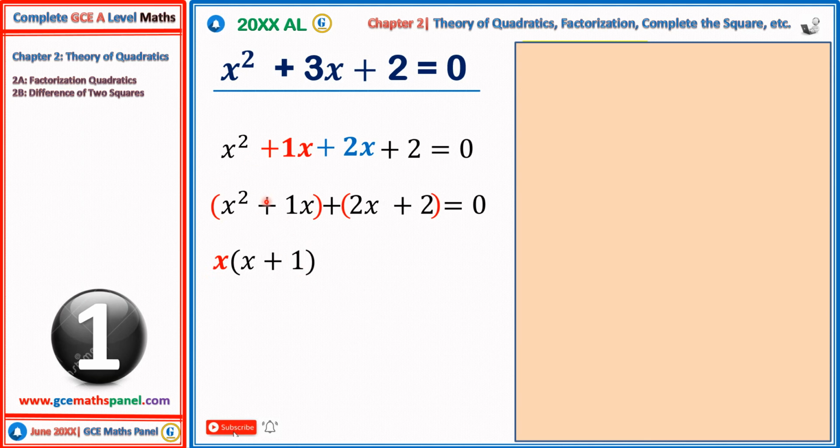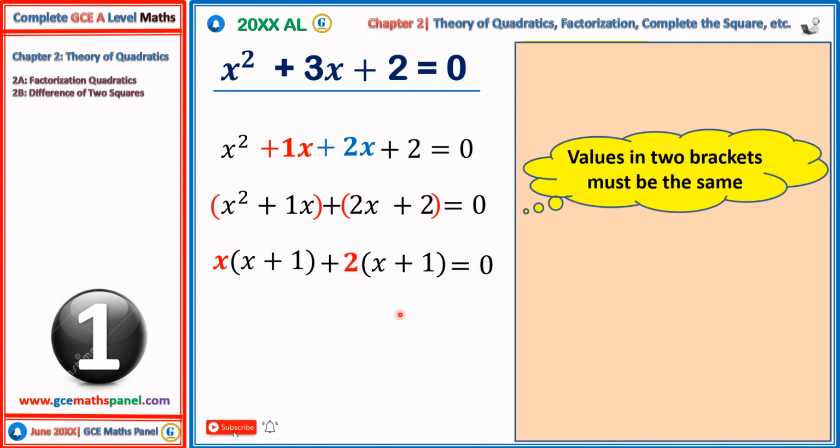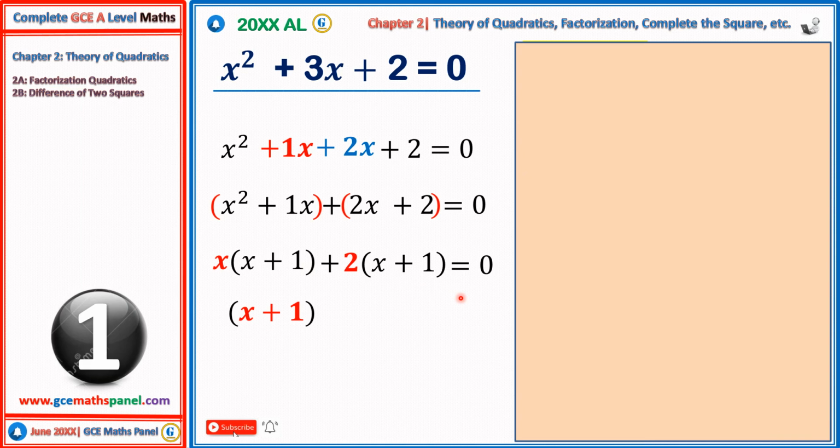The highest common factor in this first bracket is x. We factor it out and we'll be left with x plus 1. Plus, in the second bracket is 2. We factor out the 2 and we'll be left with x plus 1. And that's equal to 0. Note that the values in these brackets must be the same. If these values in brackets are not the same, then there is a problem with the factorization, the given quadratic cannot be factorized, or there is a problem with the factors you have chosen.